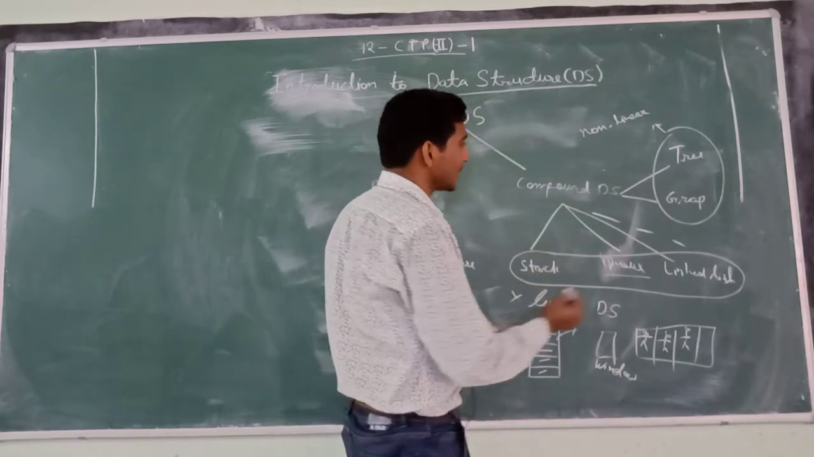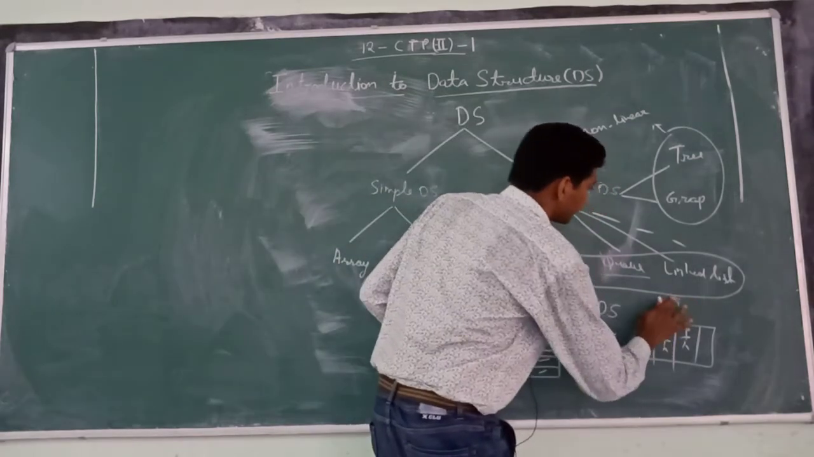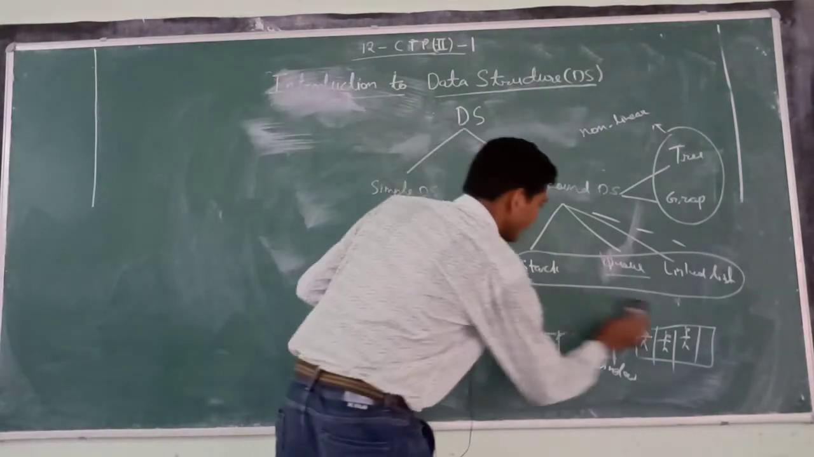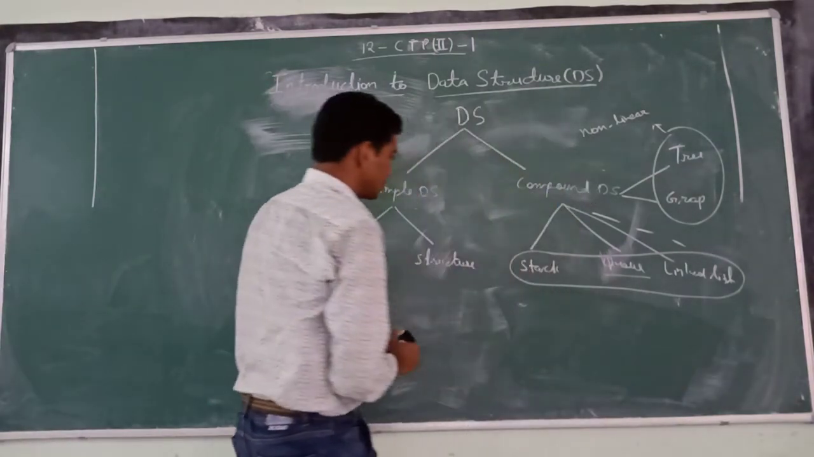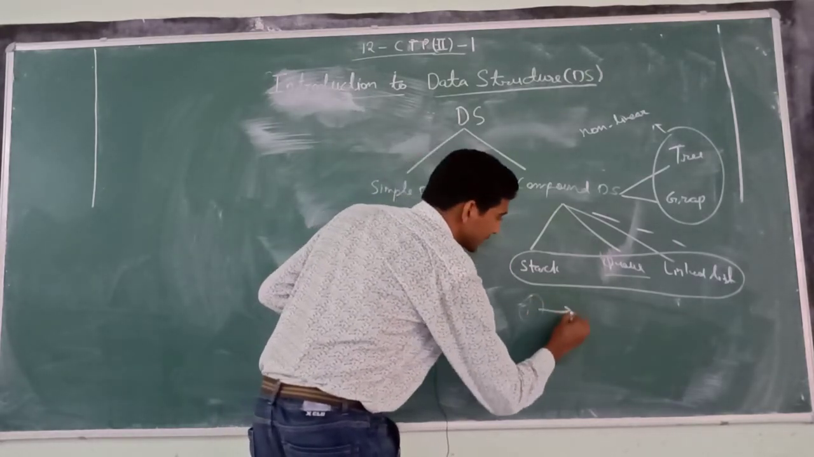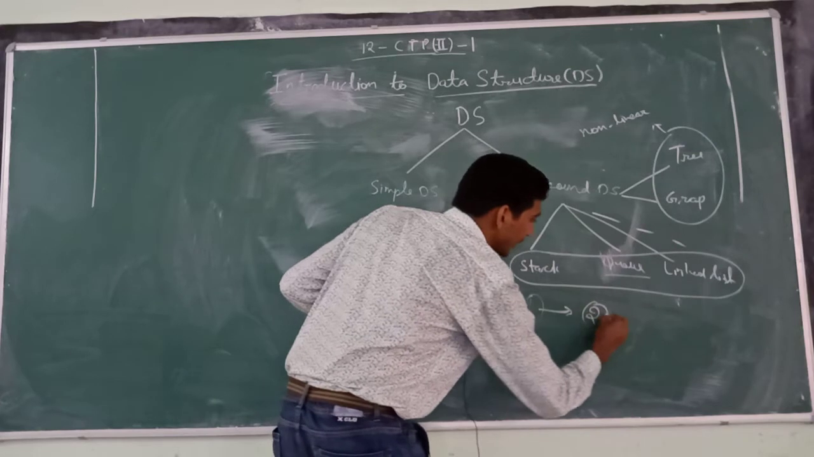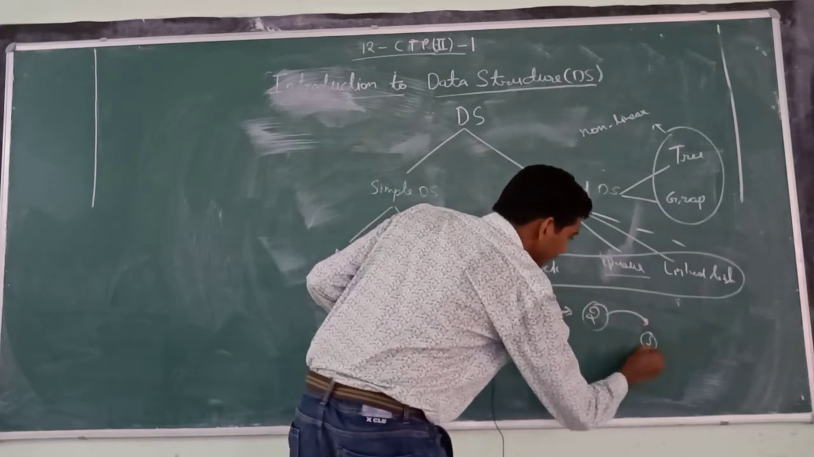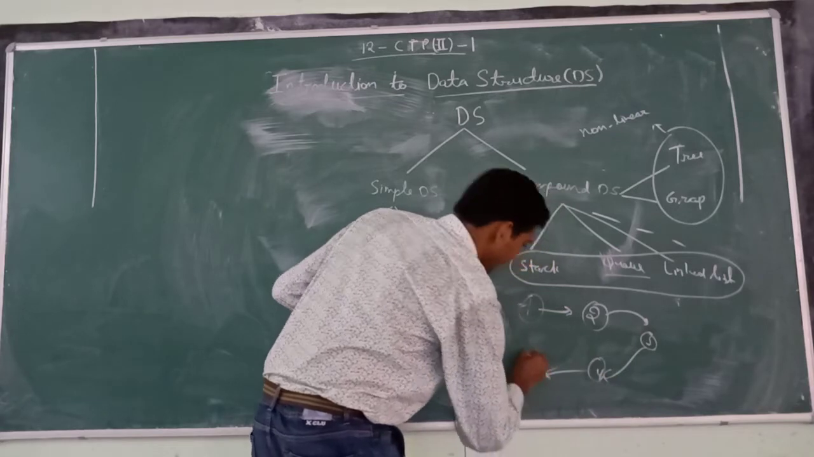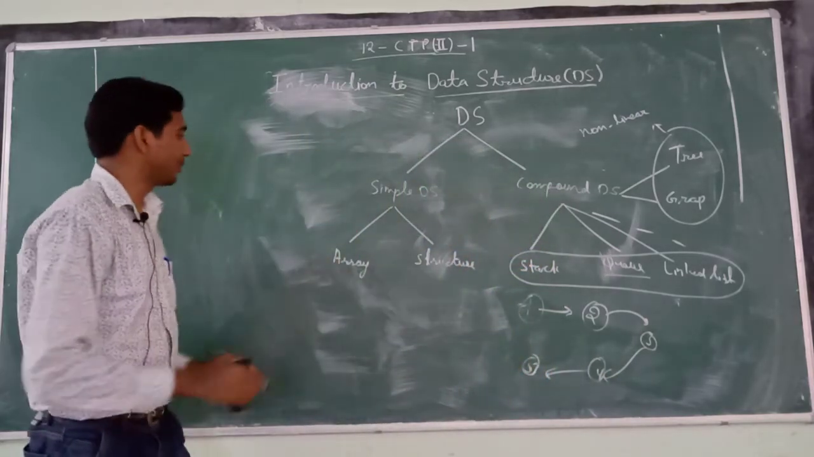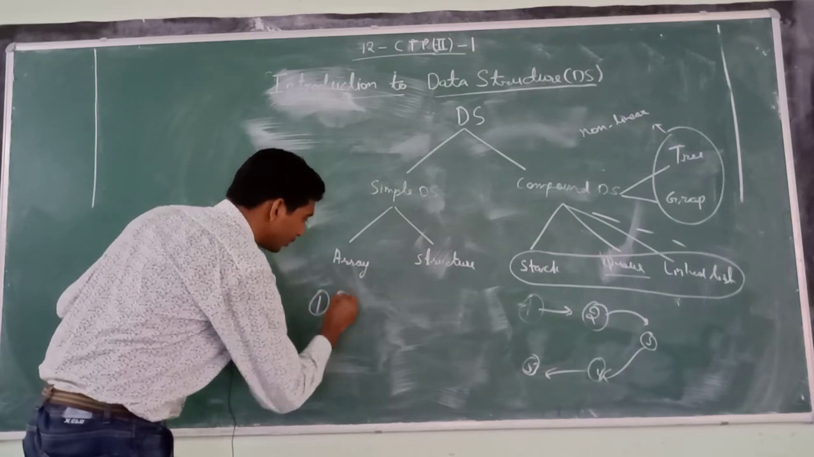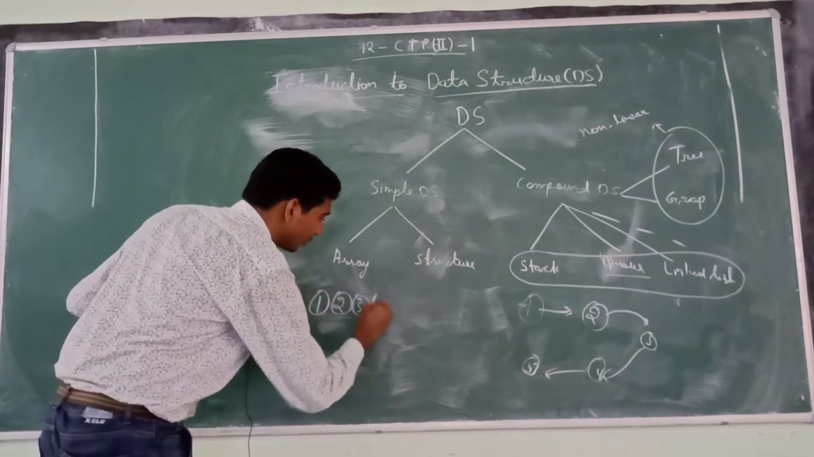Similarly, we have a linked list, like this: there is a data item 1 that is connected to another data item, that is connected to 4, that is connected to 5. So it is similar to an array. What is an array? An array is something like this: 1, and then 2, and then 3, and then 4.